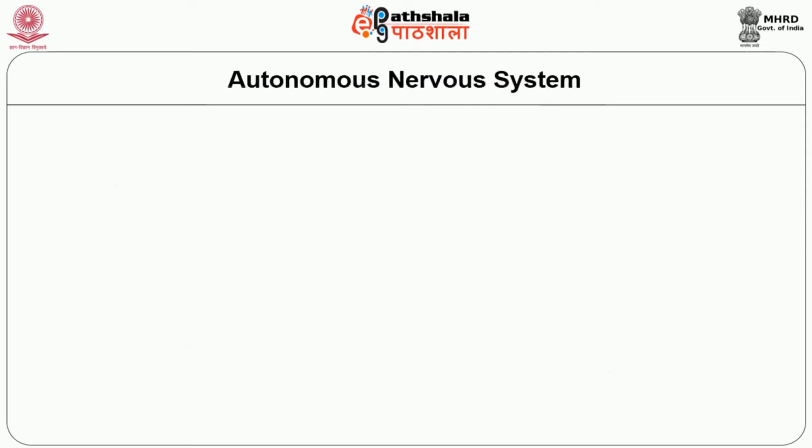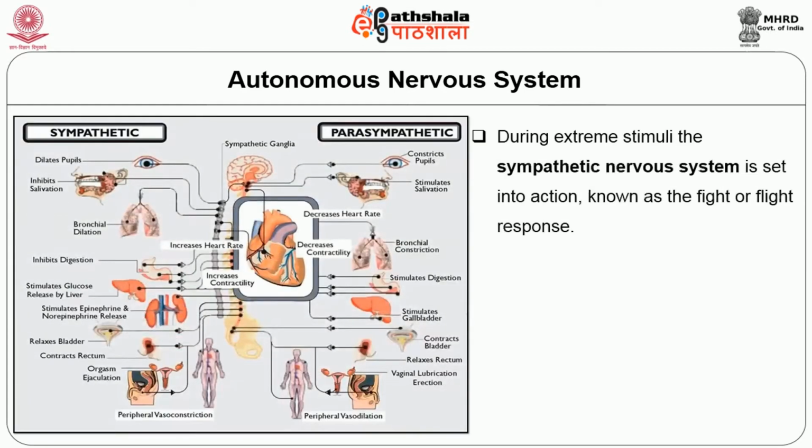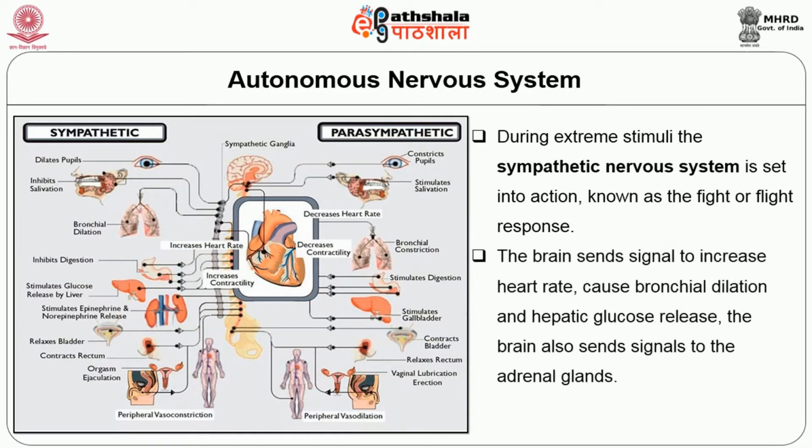The autonomic nervous system, which includes the sympathetic and parasympathetic nervous system, also plays a role in glucose regulation. During extreme stimuli, the sympathetic nervous system is set into action, known as fight or flight response. The brain sends signals to increase the heart rate, cause bronchial dilation, and hepatic glucose release. The brain also sends signals to the adrenal glands.